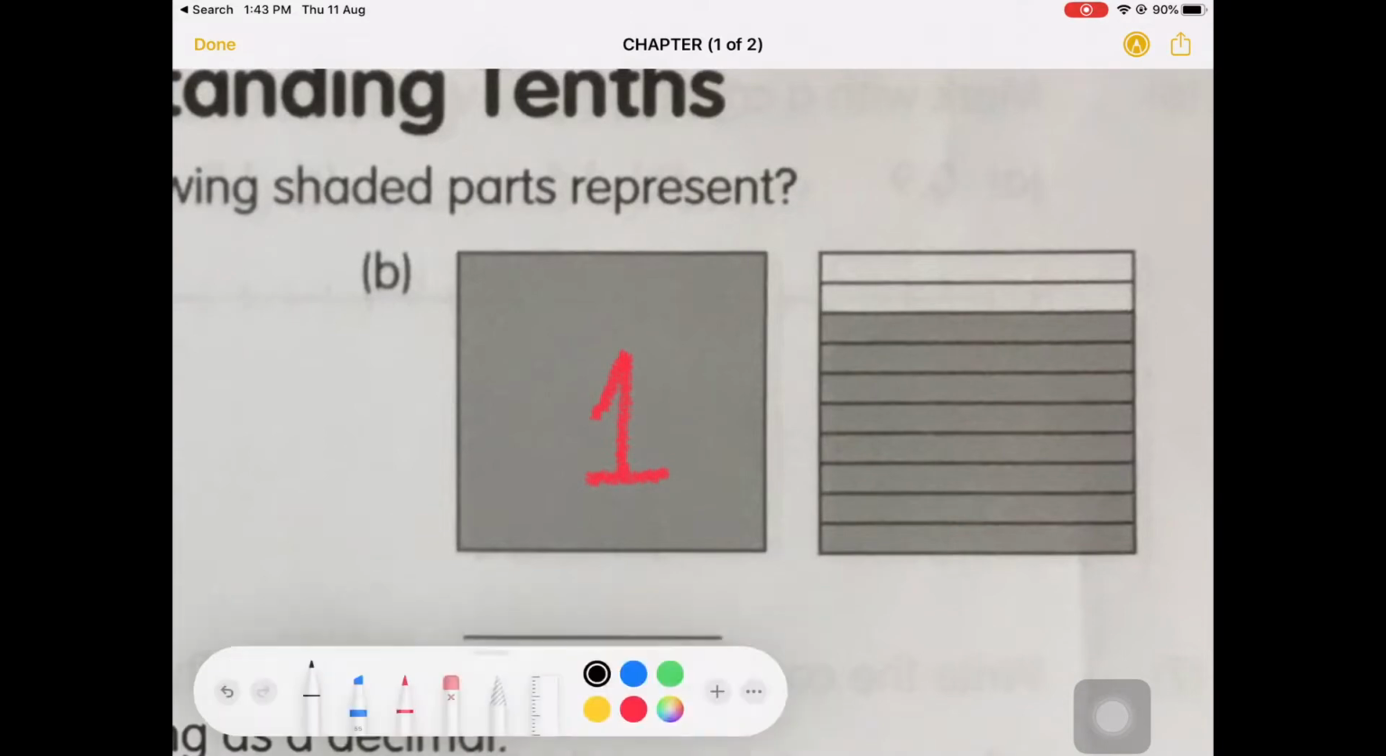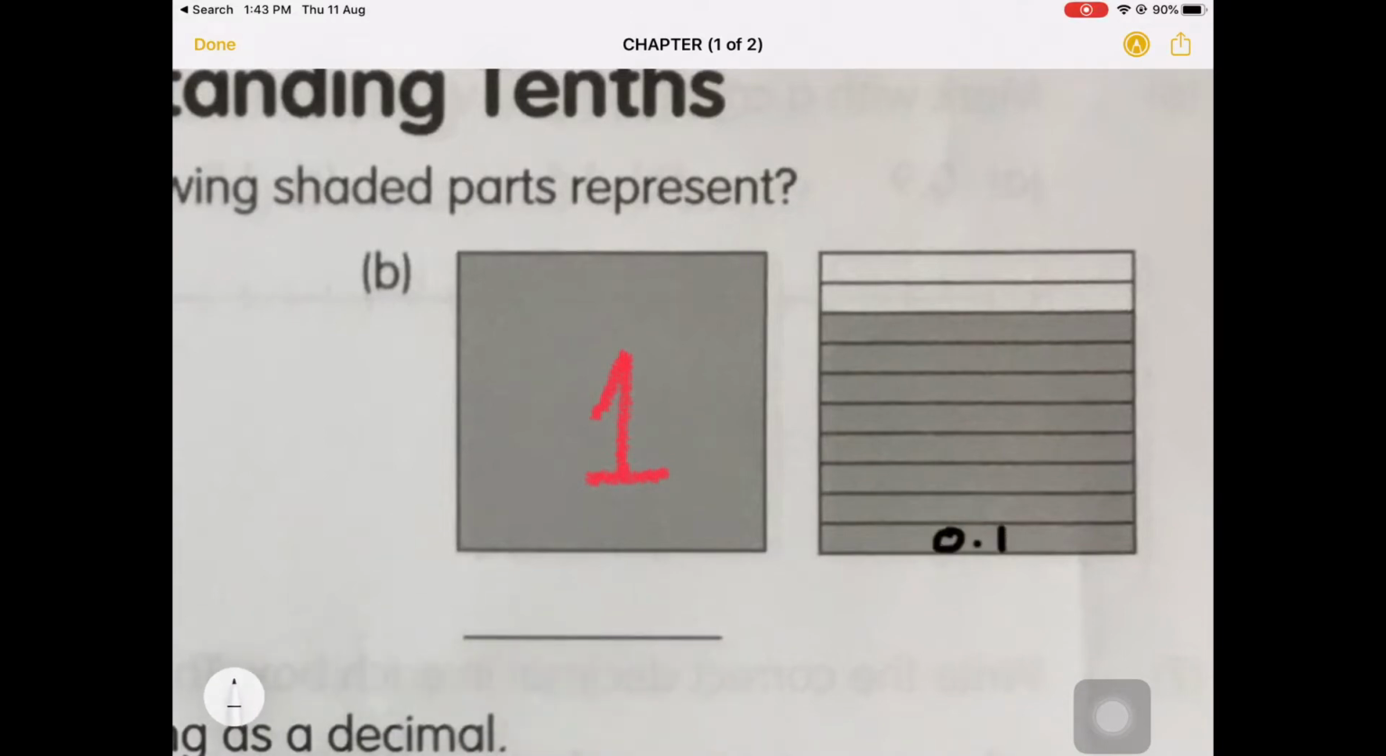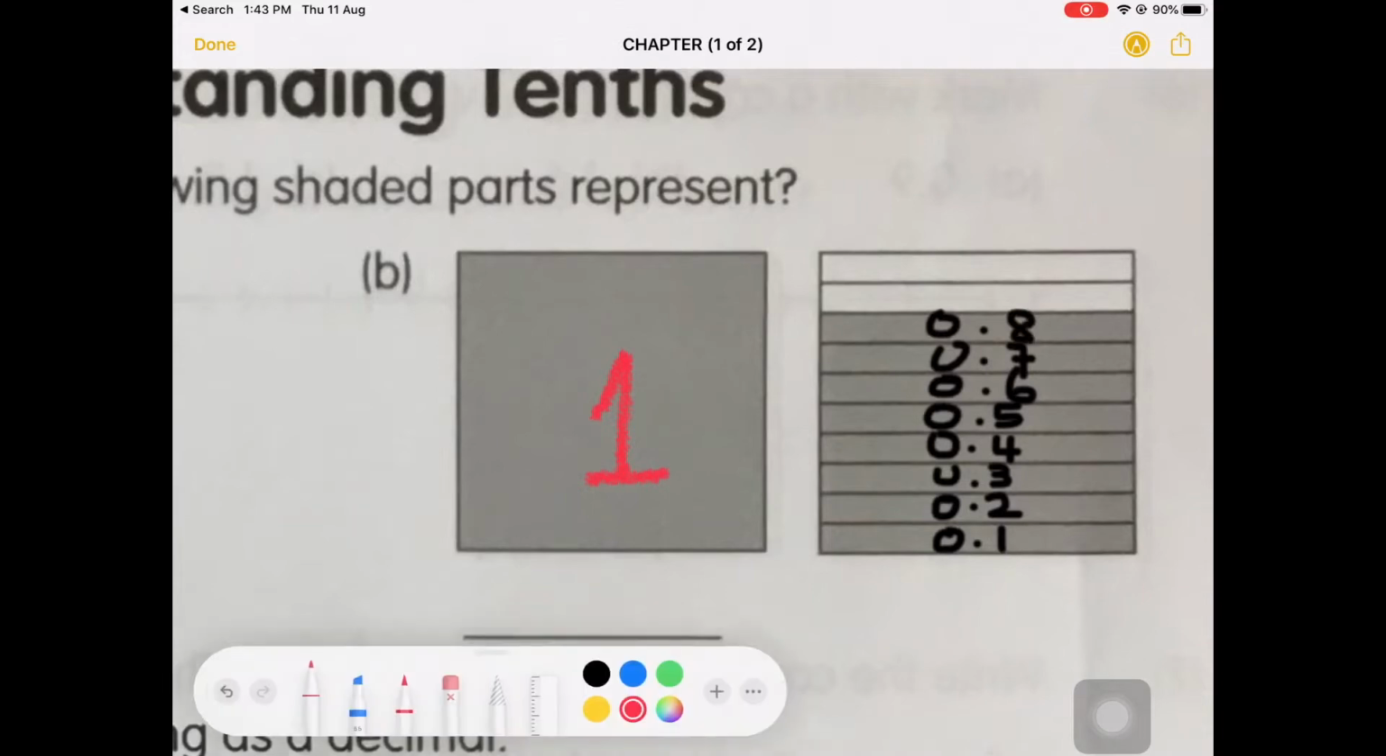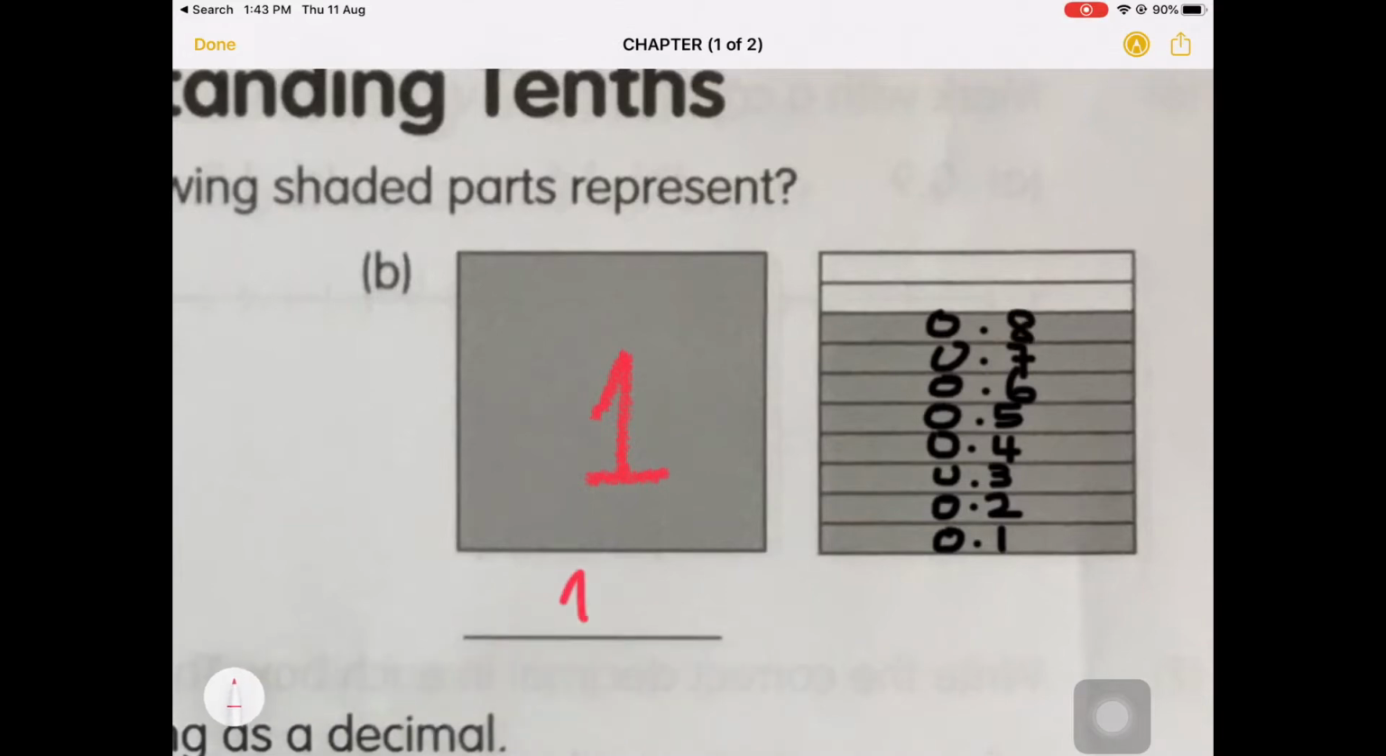Question 1b. This is one shaded part. This is 1/10, 2/10, 3/10 is shaded, 4/10, 5/10, 6/10, 7/10, 8/10. So it's one whole, which is 1 in the ones place, and 8/10, which is 8 in the 10th place. Total shaded is 1.8, which is 1 whole and 8/10.